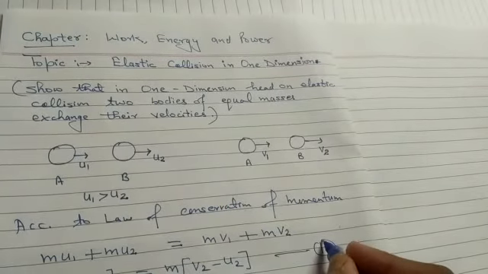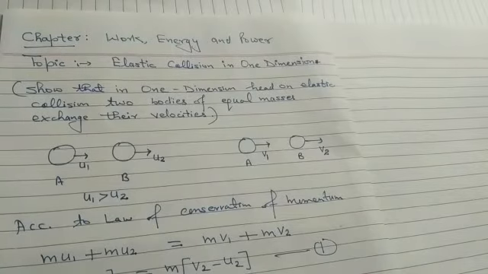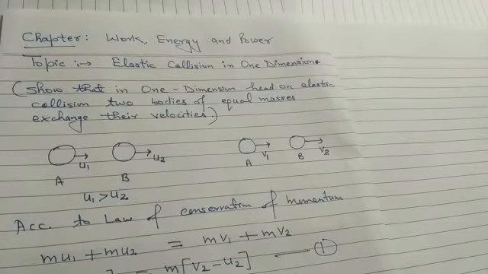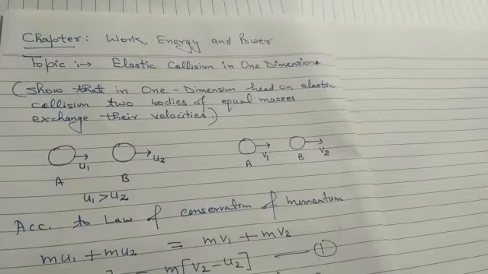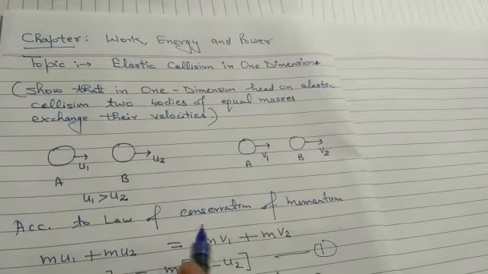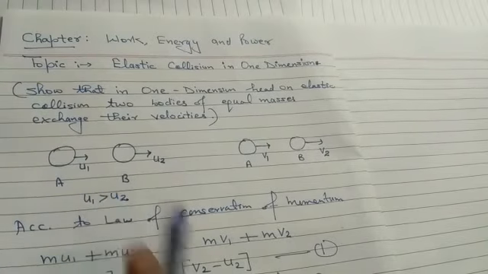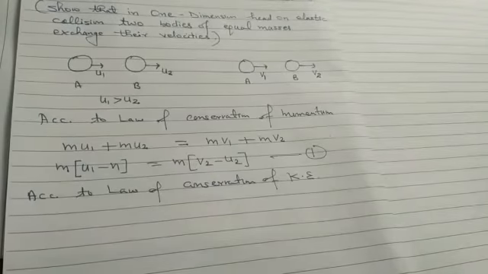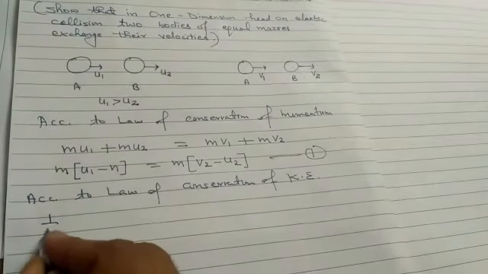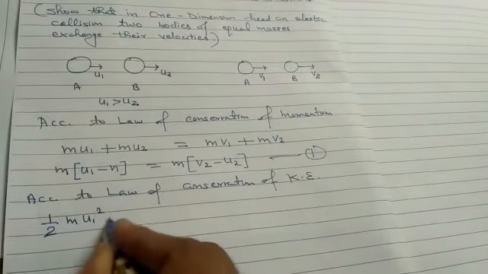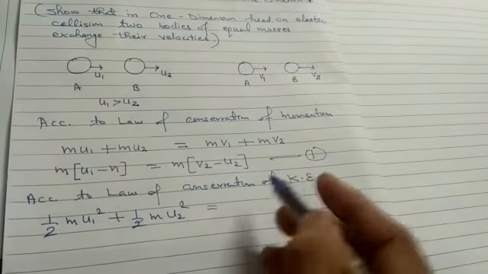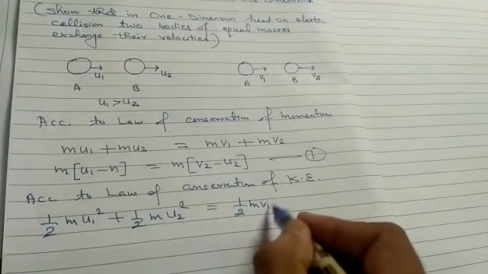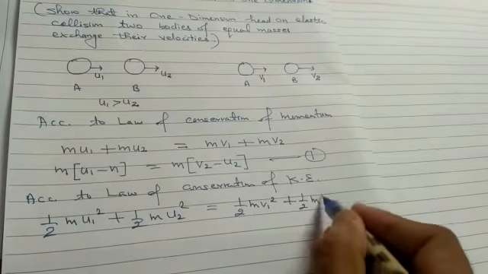Call this the first equation. Likewise, according to the law of conservation of kinetic energy, kinetic energy again remains constant. It means the total kinetic energy of A and B before collision, which is half m u1 square plus half m u2 square, is always equal to that after collision, that is half m v1 square plus half m v2 square.